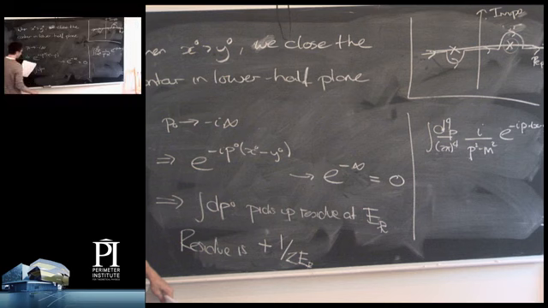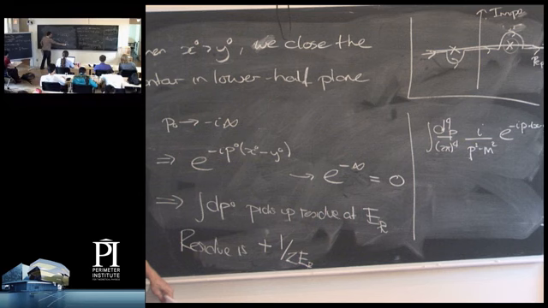So now the integral over P0. We do this contour, and what we get is just the contribution from this pole, which we find inside the contour. This guy's outside, so it doesn't contribute. And the residue from this pole we've seen here is plus 2 times EP.